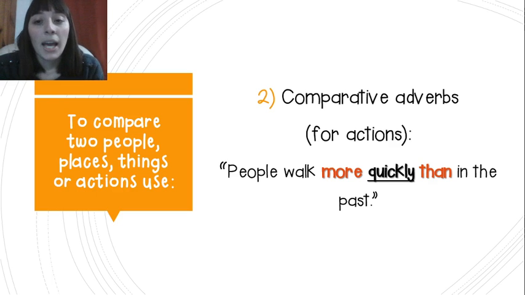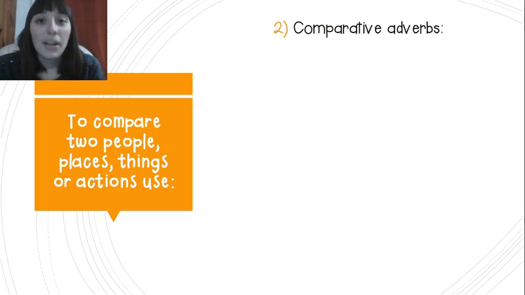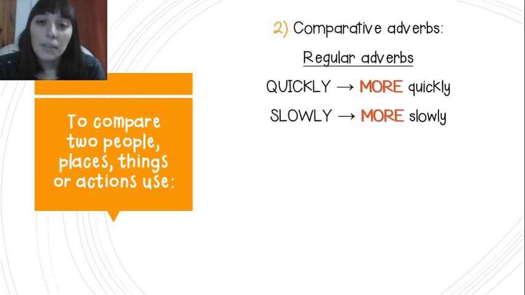And as in comparative adjectives, the comparative adverb can also be classified into regular and irregular. The regular adverbs are the ones where we just say more before the adverb, without adding anything. So in the case of quickly, we can say more quickly, or slowly, we can say more slowly.